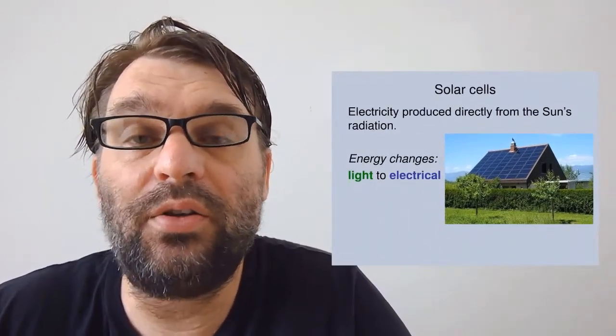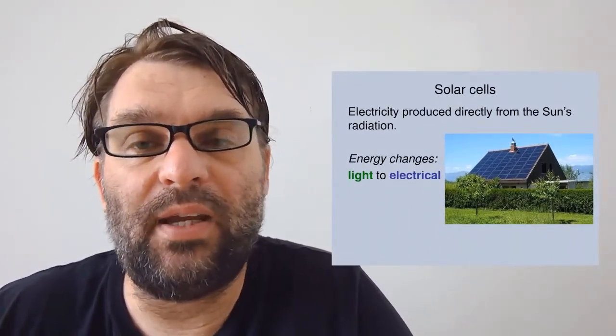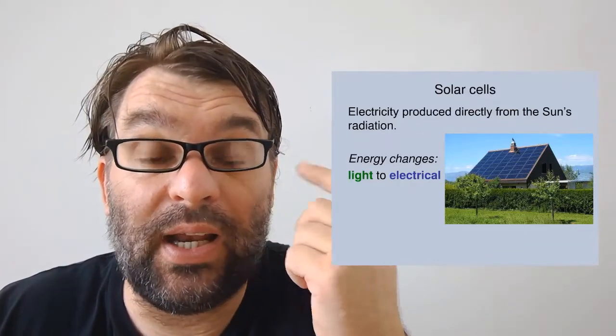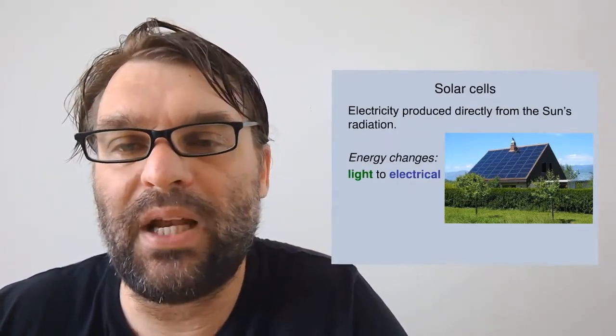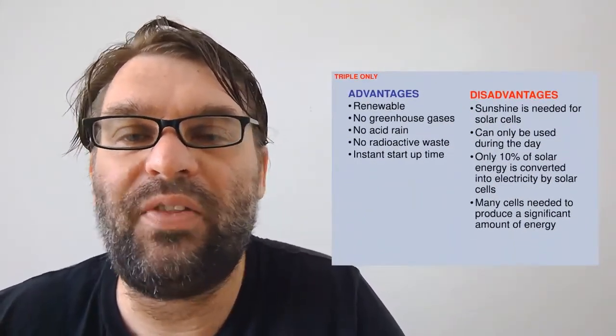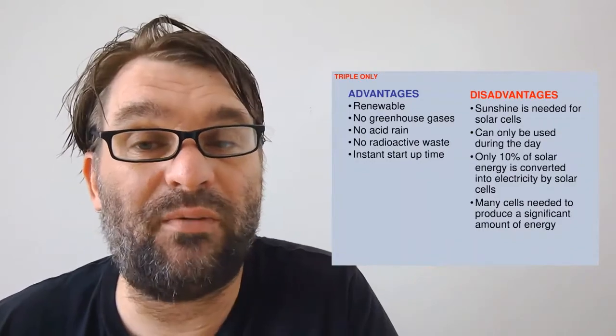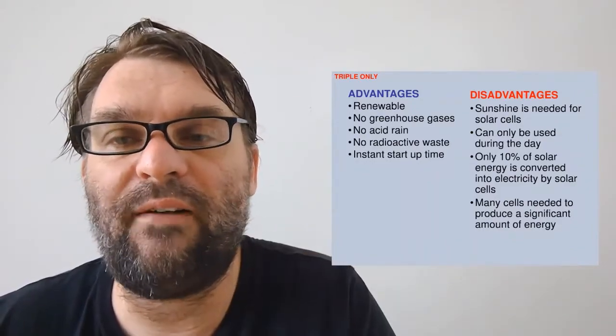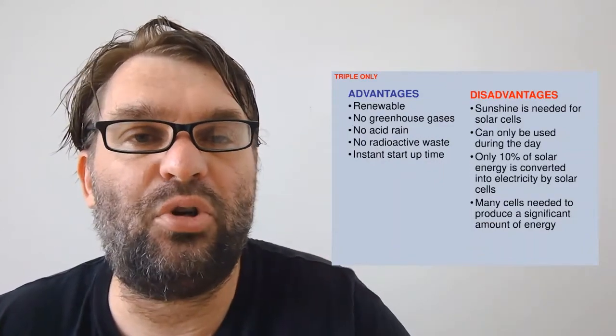Then we have solar cells. So basically what's happening is that the light energy from the sun is being converted directly into electrical energy, okay, through solar panels. Again, the sun's always going to be there, so it's renewable. There's no gas emission, there's no isotopes involved for radiation, and you're basically good to go. As soon as you have the cells, you're good to produce electricity.